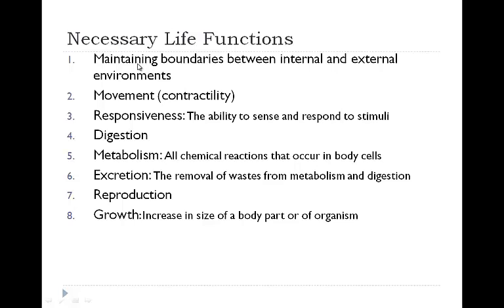So first one, maintaining boundaries between internal and external environments. Well, this one's pretty simple, right? You remember our integumentary system, your skin, separates you from the outside world. On a cell, that would be like its cell membrane. Next one is movement or contractility. So this would be like your muscle. Next one would be responsiveness, which means you are going to respond to some sort of stimuli. So this could be your endocrine system or your nervous system, more likely nervous system.